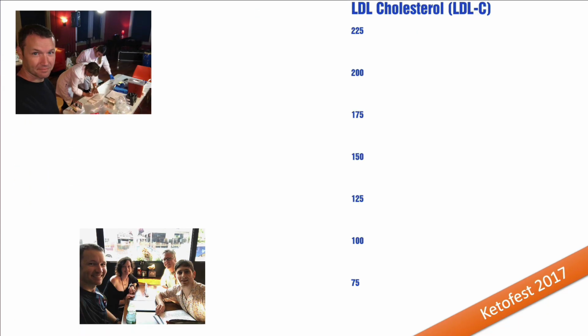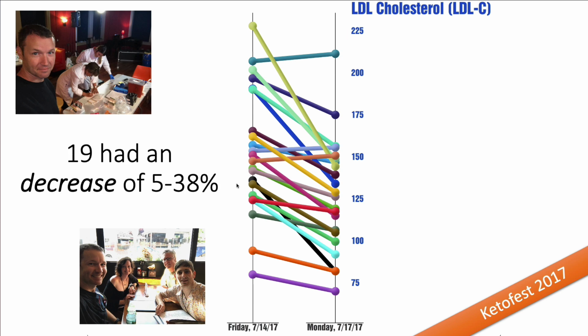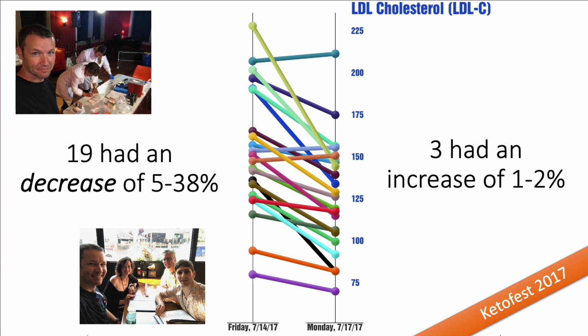You may have known about this experiment from Keto Fest. Remember, on Friday, 7/14 of 2017, we had everyone be on a hypocaloric diet or just straight up fasting. Each of these dots represents the baseline for everybody on that Friday. We had quite a spectrum because this is LDL-C, the axes on one side. And you can see that almost everybody goes down, or more specifically of the 22, 19 had a decrease of between 5 and 38% of their LDL cholesterol, whereas 3 had an increase of between 1 and 2%, which is quite substantial.